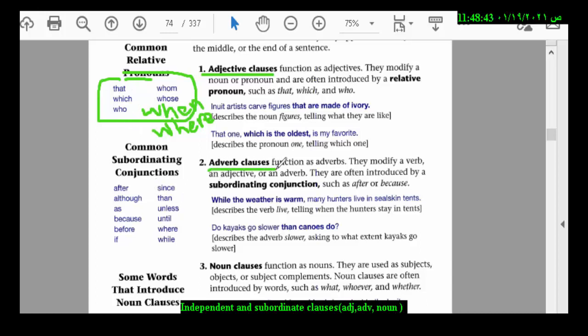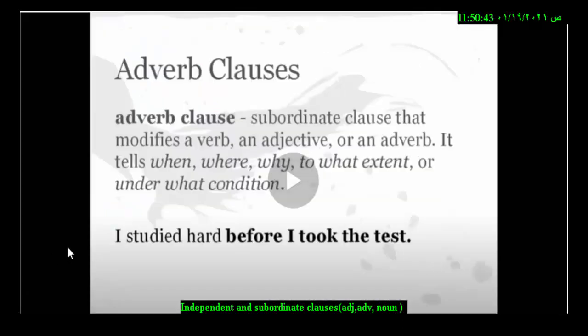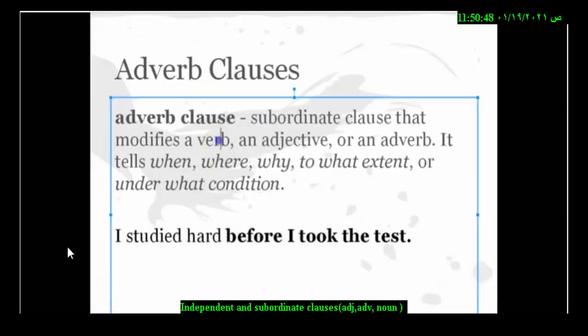Adverb clauses. They always begin with a subordinate conjunction like these ones. So if a subordinate clause begins with a subordinate conjunction like one of these, it's considered an adverb clause. And what does it answer? It answers how something happens, why it does happen, or when or where or to what extent, and so on. Adverb clauses should do exactly what adverbs do. They modify verbs, adjectives, or other adverbs. These tell when, where, why, to what extent, or under what condition.